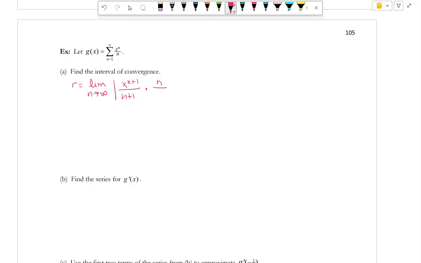I'm going to multiply by the reciprocal of my nth term. So when I simplify this, I'm going to get x times n over n plus 1. And again, since this is a limit involving n, I can pull out my absolute value of x and multiply that with the limit as n approaches infinity of n over n plus 1. The value of that limit is just equal to 1. So I get the absolute value of x times 1.